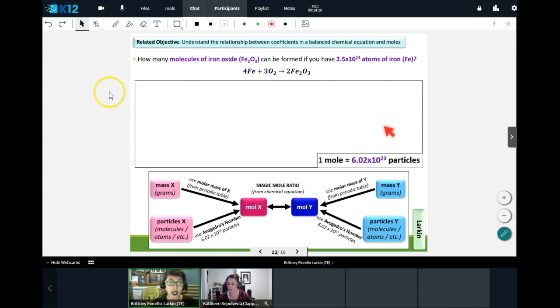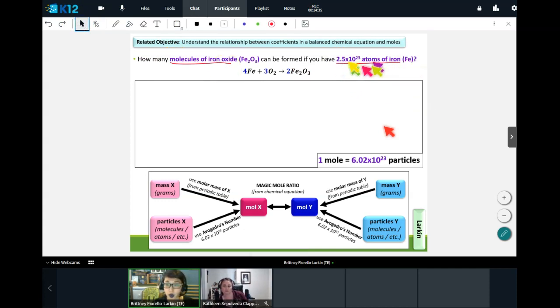Okay, so let's take a look at this question. How many molecules of iron oxide, Fe2O3, can be formed if you have 2.5 times 10 to the 23rd atoms of iron? So go ahead, you have your whiteboard tools, point for me on the board. What are we starting with? What do I already have a number for?